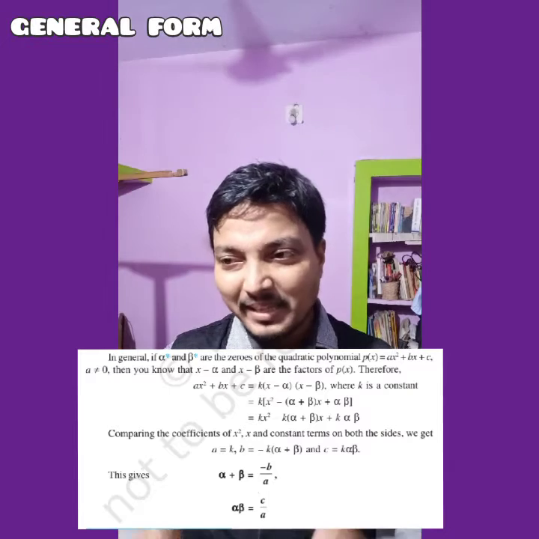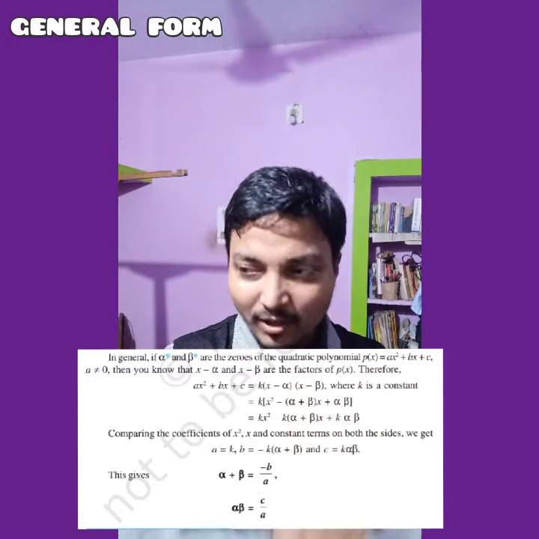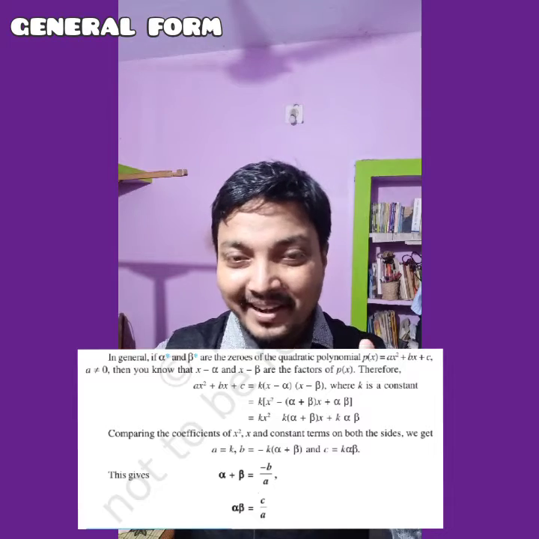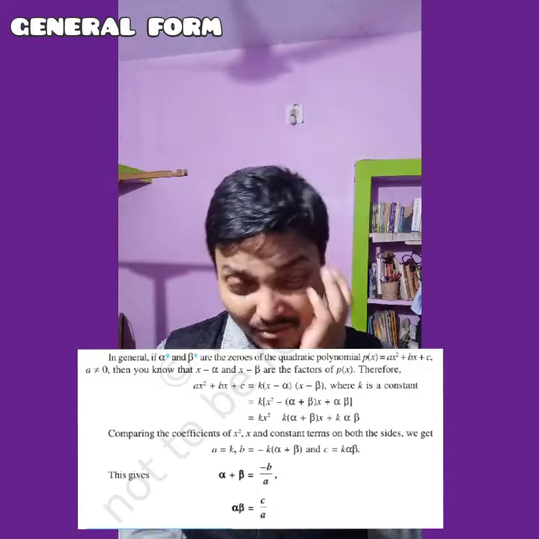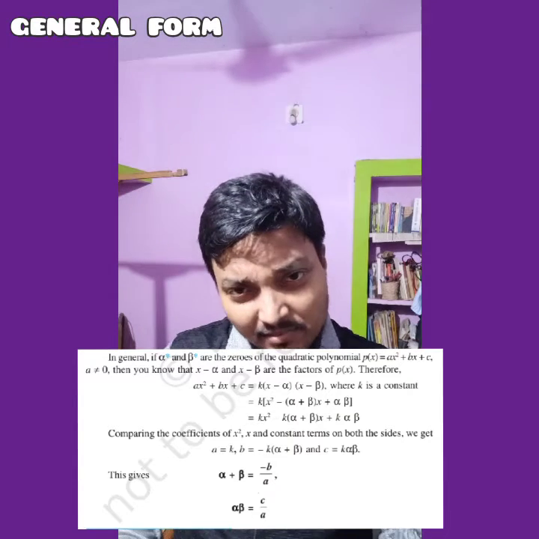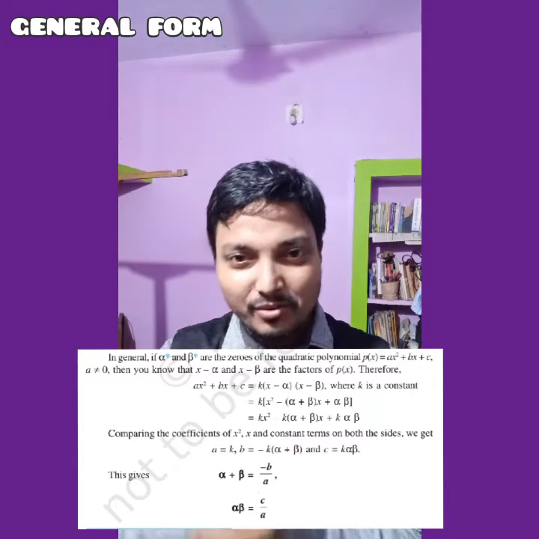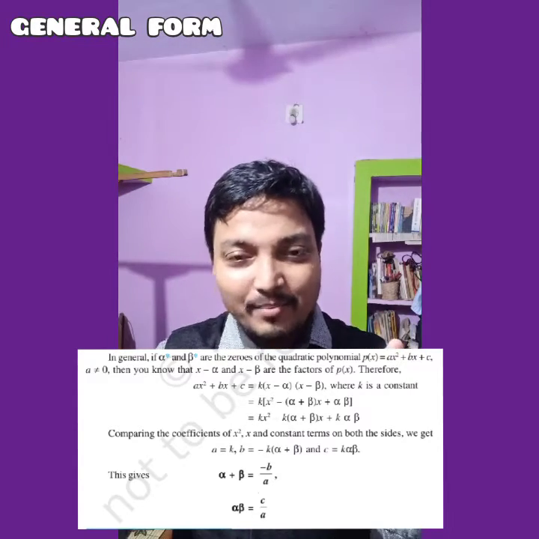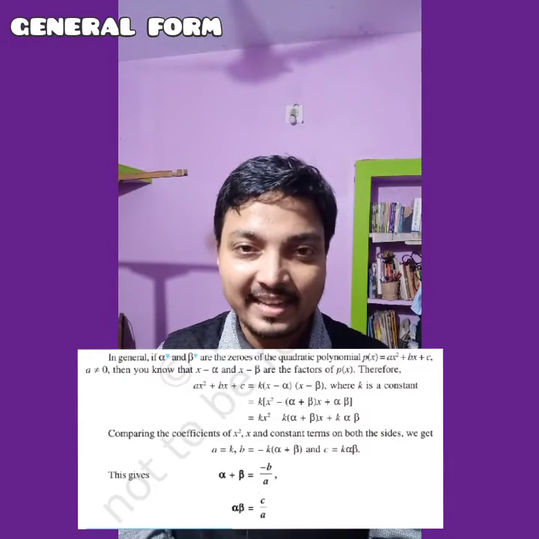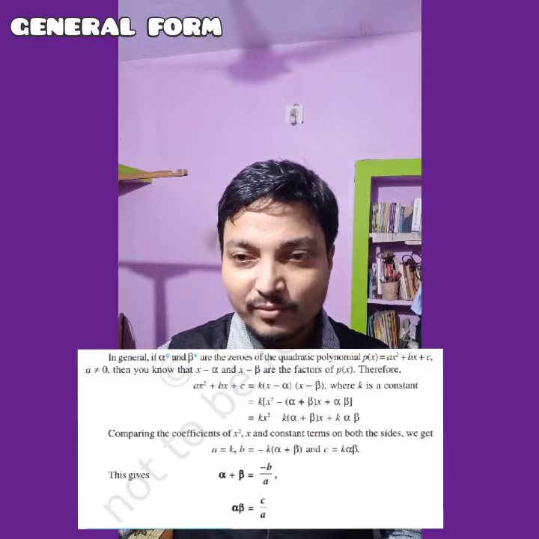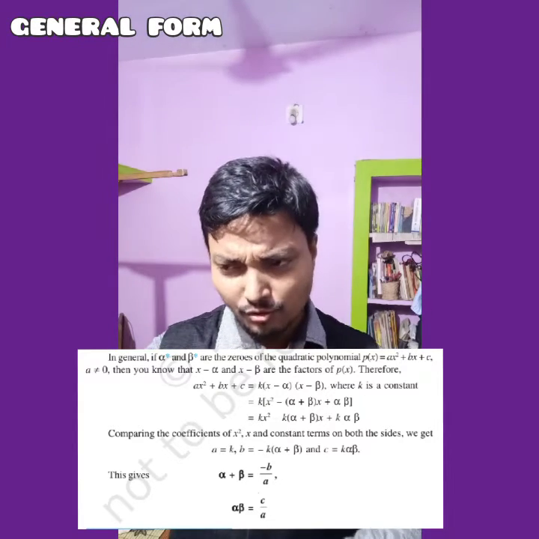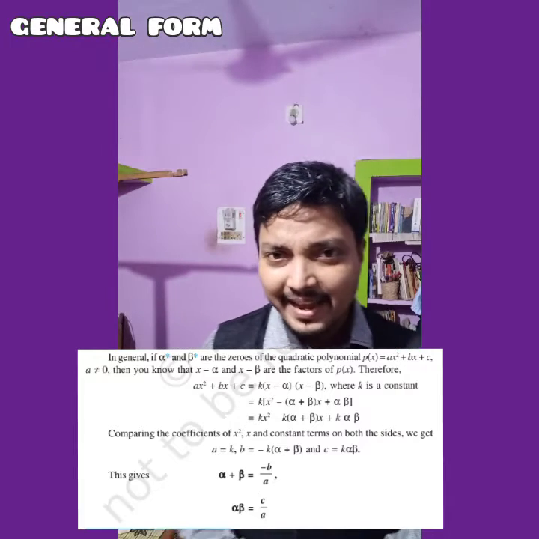Clear? So the left side is a quadratic polynomial, and the right side is also another quadratic polynomial. Both the quadratic polynomials are equal. Here the left side has variable x, and the right side also has variable x. So two quadratic polynomials are equal whenever their corresponding coefficients are equal. The coefficient of x square on the left is a, and on the right the coefficient of x square is k. So k must be the same as a.